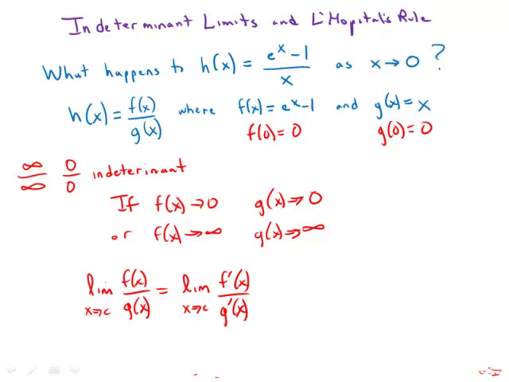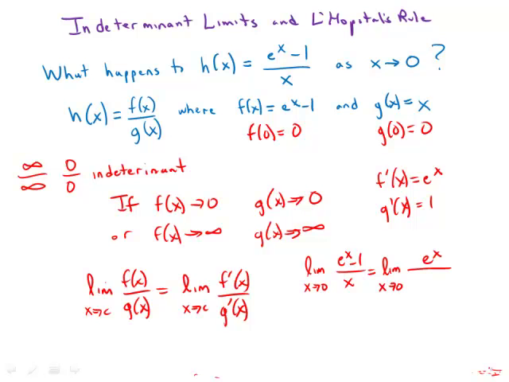So for example, here, f prime of x is just e to the x, and g prime of x is just 1. So the limit as x goes to 0 of e to the x minus 1 over x is going to be equal to the limit as x goes to 0 of the derivative of the numerator, which is e to the x, over the derivative of the denominator, which is 1. Well, here we can just plug in x equals 0, we get 1 over 1, which is 1. And indeed, that is the value of the limit.